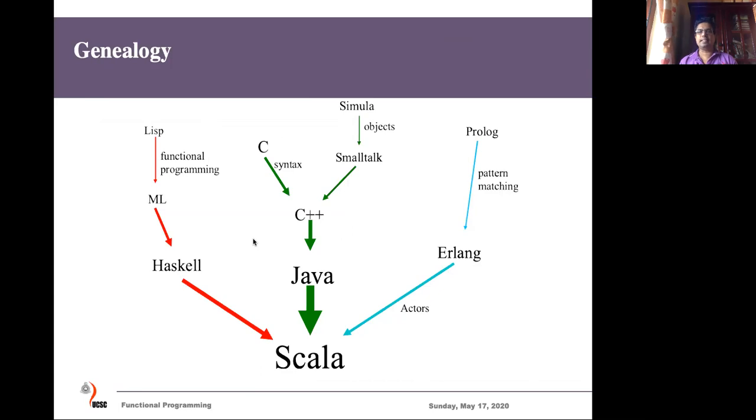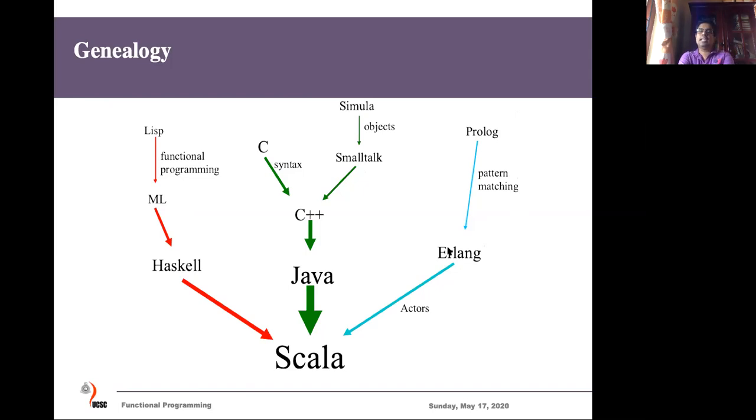Scala takes the good properties of all the programming languages into one programming language. It inherits some features from Java, the object-oriented features. It inherits functional programming features from the first functional programming language in the world, called Lisp, and from ML and Haskell. And it has taken some good pattern matching features from Perl and Erlang into Scala.